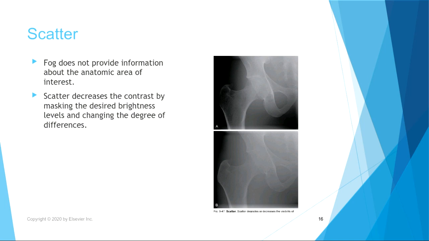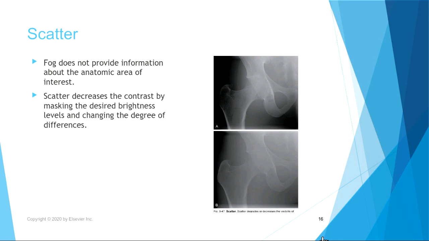Okay. Now, something that we'll take away from the spatial resolution is scatter. Remember that scatter is radiation fog, and it does not provide any useful information about the area of interest. All it does is add unwanted exposure or unwanted shades of gray to our image, and this is the result of a Compton interaction. So when Compton adds those unwanted shades of gray, it decreases our contrast, or it makes the visible difference less visible. It makes the changes more subtle.